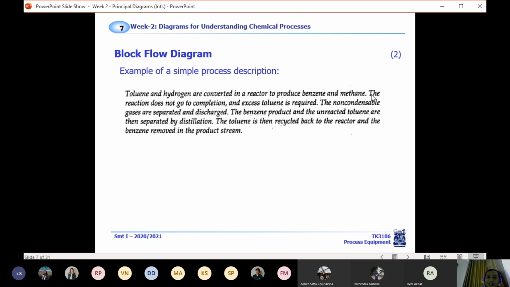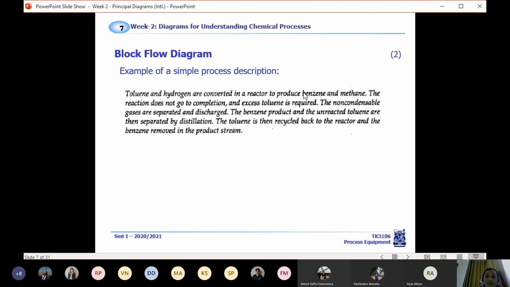From the second sentence, you will understand that there will be a block of reaction in your plant. Why? Although a block of reaction is not mentioned explicitly, the second sentence mentions the reaction. There is the word reaction. So it means that to produce benzene, you have to react the feedstock of toluene and hydrogen.